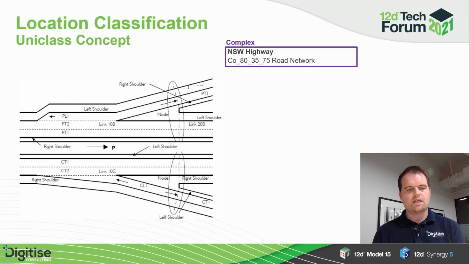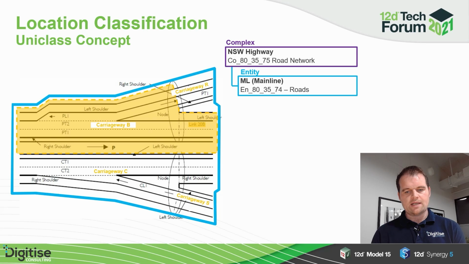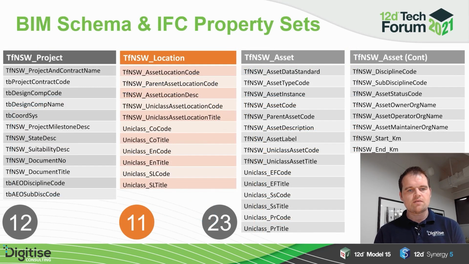Next, we have the location classification. Transport break the location into a hierarchy, assigning a transport location code and corresponding unit class classification code at each level. Here we have a typical road example with the New South Wales Highway assigned as the complex or road network, the main line assigned as the entity or roads, and carriageway B assigned as the space location, and then a second level of space location for all the shoulders and lanes that make up the cross section of the carriageway. So these locations are all presented in the BIM schema for each project. Similar to project attributes, we have all these asset location codes and unit class classification codes all listed within the model.